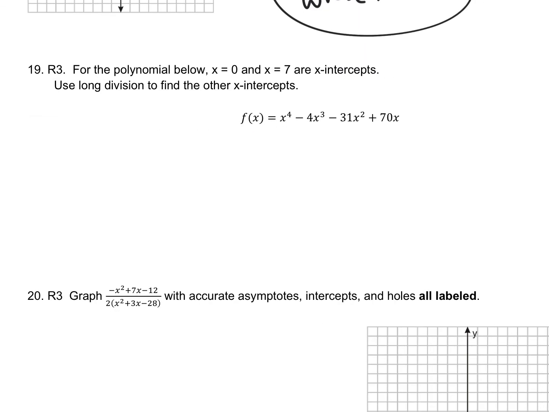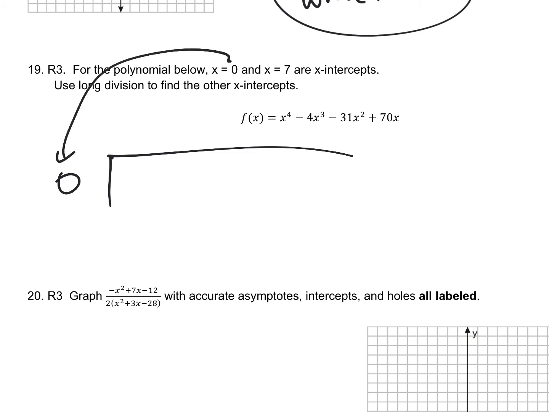Okay, number 19. For this polynomial, x equals 0, x equals 7 are x-intercepts. Do you think I can actually do polynomial long division with a 0 out here? Is that what I'm supposed to do? Is that how that works? No. So what do you put out there? X plus 0 or x minus 0. Do you get that either one of those is really just what? It's really just x. And so then x can be factored out of this thing. That's what I'd do first, is I'd factor out the x. I'd just do that in my head. Can you guys just do that in your head? You don't need long division for that, right?